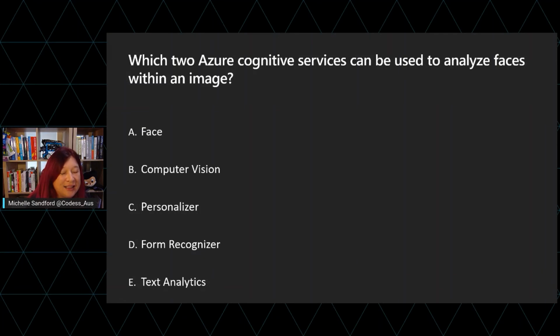Okay, start at the bottom. Text analytics. You don't analyze faces with text analytics, you analyze text. Form recognizer. You don't analyze faces with form recognizer, you recognize forms. Personalizer. Now, that might be a little trick if you're not familiar with it, in that you might think personalizer, but no, personalizer is where it is matching products to known preferences.